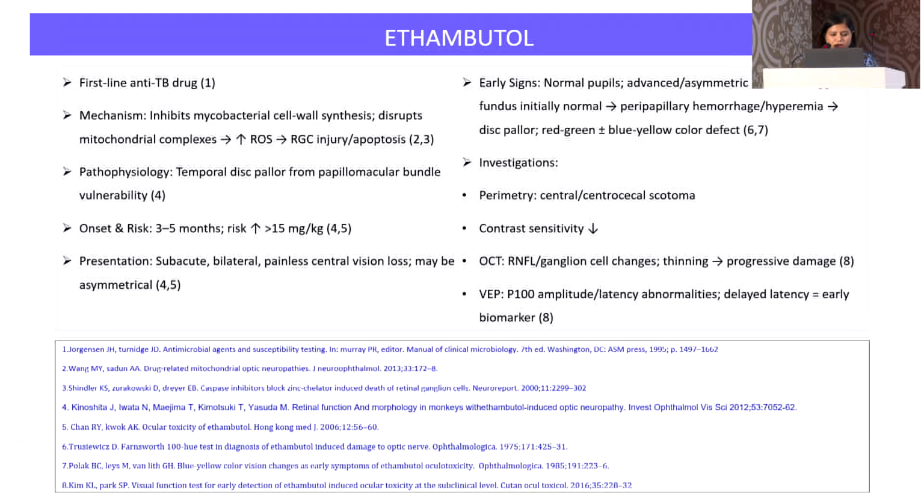The onset is more within 3 to 5 months of use, and the risk increases with more than 15 milligram per kg of dose. The presentation may be subacute, bilateral, and painless central loss of vision, and it may be asymmetrical. In the early stages, the pupil may be normal, while in advanced stages we can appreciate RAPD. Initially, the fundus can be normal, but later on peripapillary hemorrhages, disc pallor, and color field defects can be seen. On perimetry, we appreciate central or centrocecal scotoma with decrease in contrast sensitivity, and RNFL and retinal ganglion cell thinning on OCT. On VEP, P100 amplitude and latency abnormalities can be seen, and it is an early biomarker.